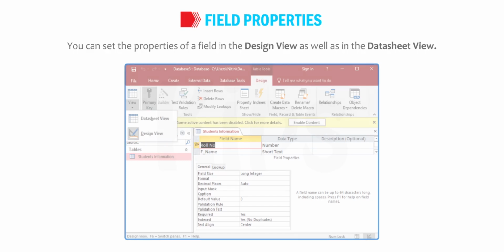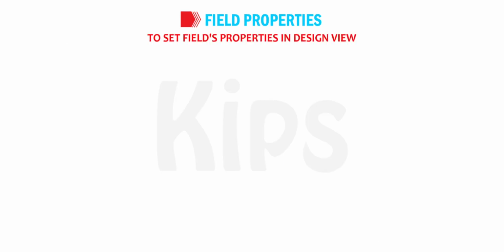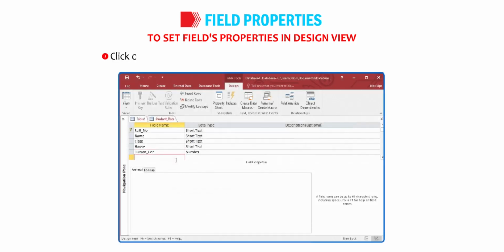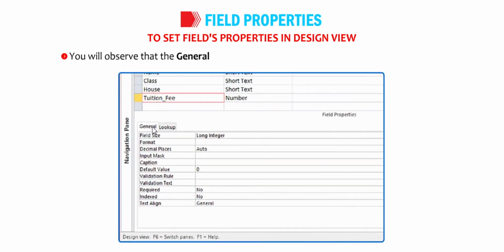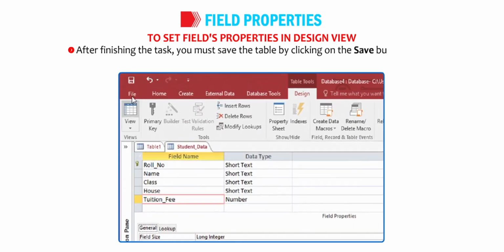To set field properties in design view, click on the field name for which you want to set the field properties. You will observe that the General tab is selected by default in the Field Properties pane. Set the properties of all the fields as required. After finishing the task, you must save the table by clicking on the Save button on the Quick Access toolbar, or click on the File tab and select the Save option.